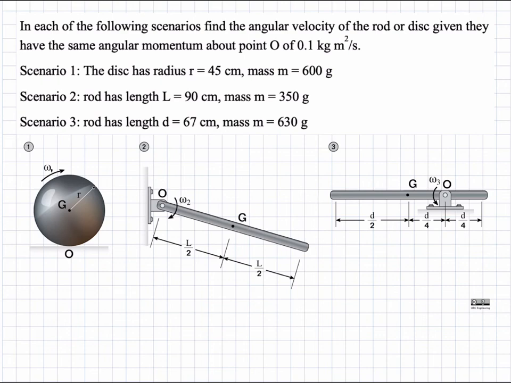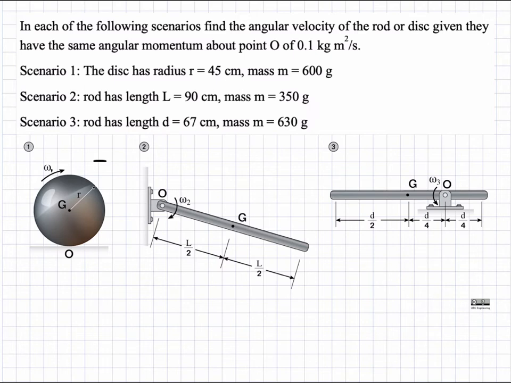In this problem, there's three scenarios, and we are asked to determine the angular velocity given that all of these three problems have the same angular momentum about O, and this angular momentum is 0.1 kilogram meter squared per second. So we're going to start with each case and work our way through case 1, 2, and 3, and determine the angular velocity omega 1, omega 2, and omega 3 respectively.